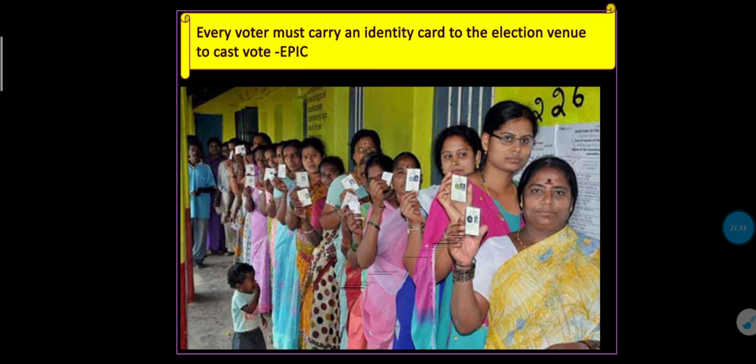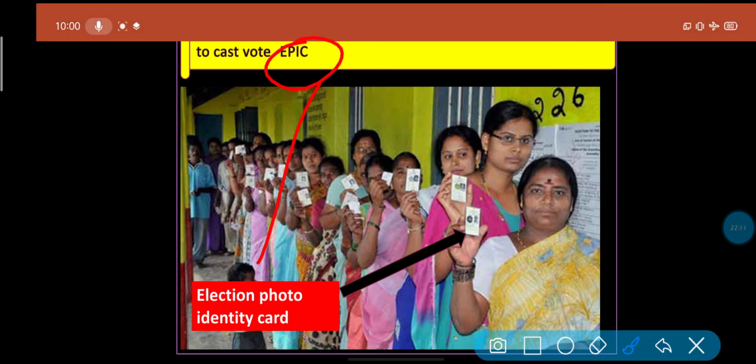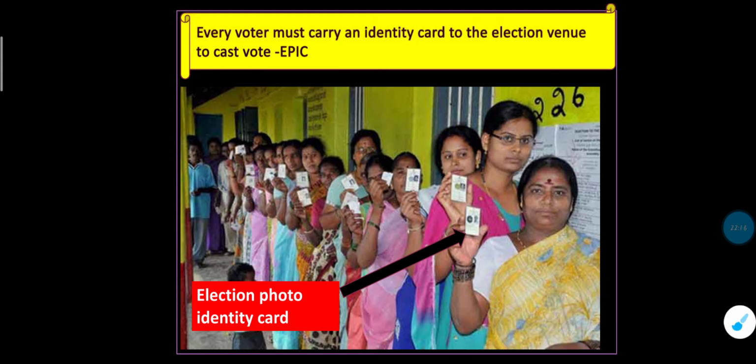Okay, let me tell you that what people are holding in their hand is called the Election Photo Identity Card, that is EPIC. So the EPIC full form is Election Photo Identity Card. It is a must that every voter going to cast their vote carries an identity card to the election venue. Without that, people are not allowed to give their vote.